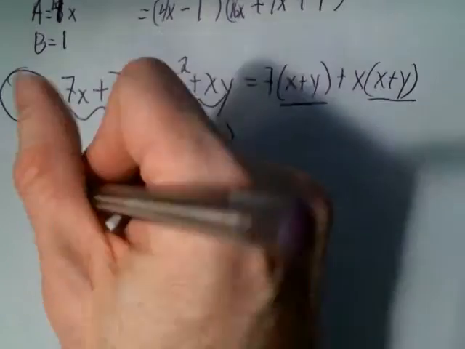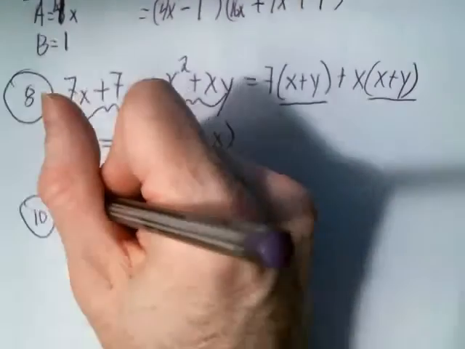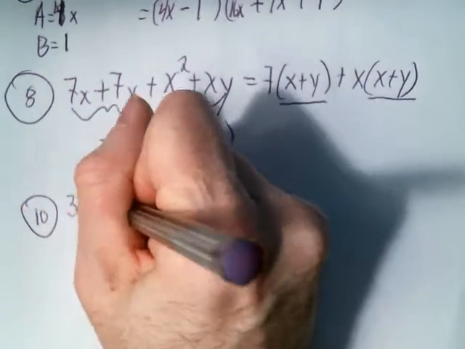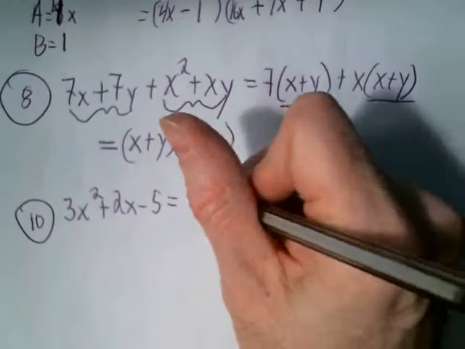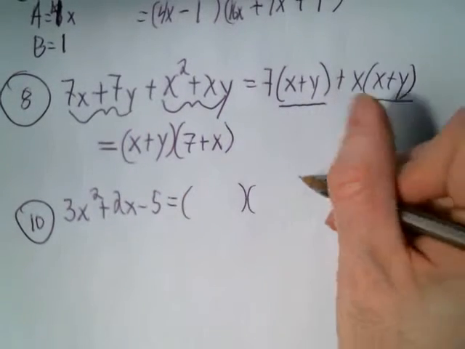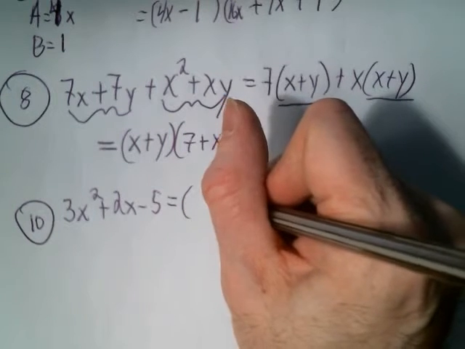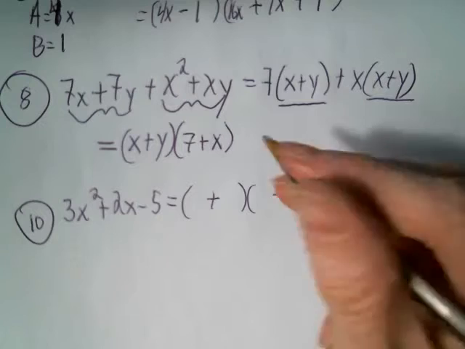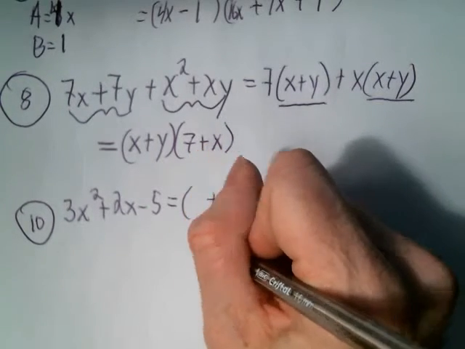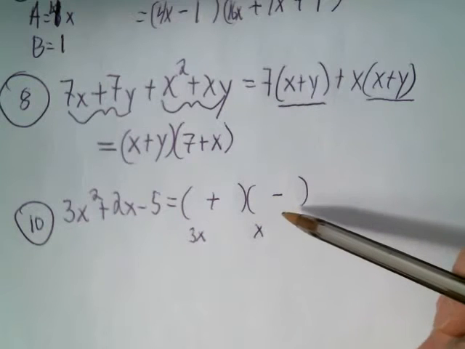Okay, let's look at 10. So we're just going to look at a whole bunch of them in this section. 3x squared plus 2x minus 5. Let's set up our parentheses. It's got to be plus minus. And then it's got to be 3x and x. And then 1 and 5 or 5 and 1.